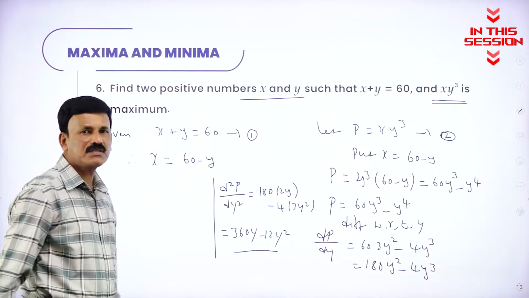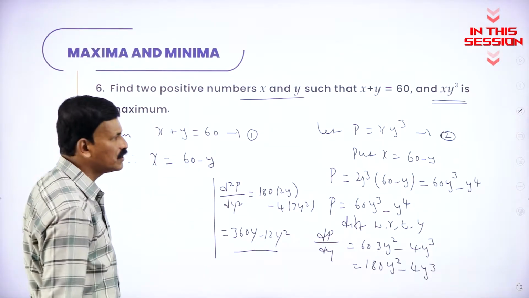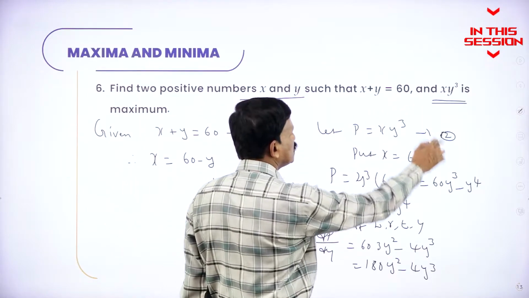And what is given? x plus y, the sum of two numbers, is 60, therefore x is equal to 60 minus y. And let us consider this as p. Let p is equal to x y cube.